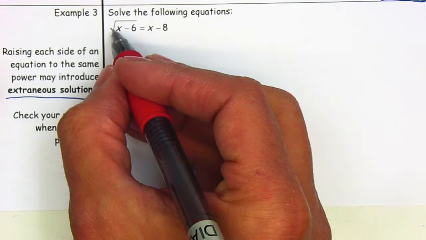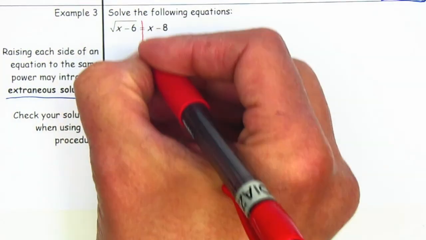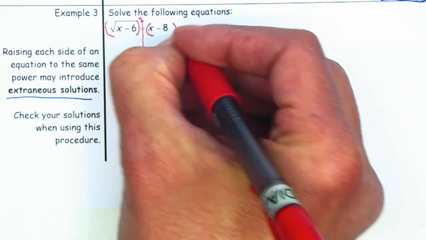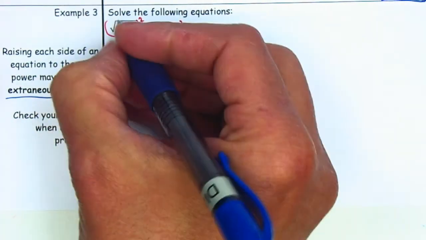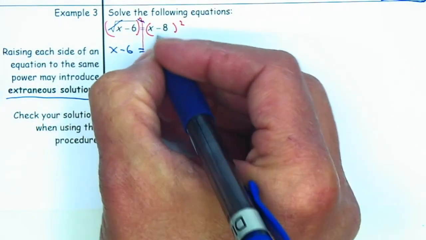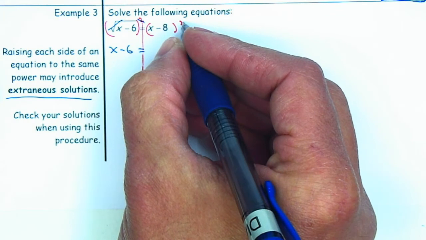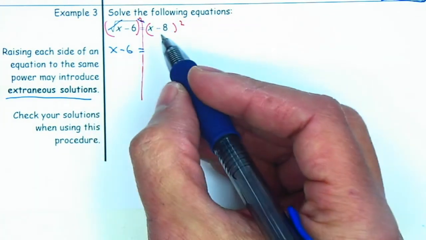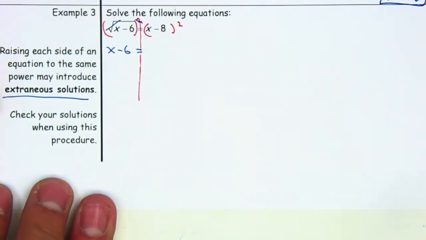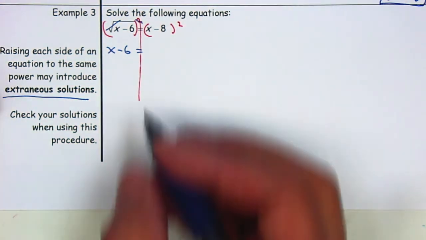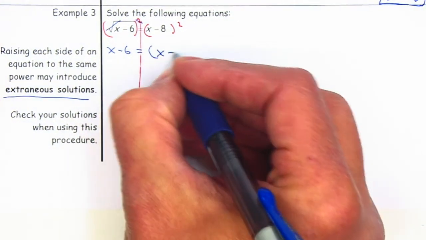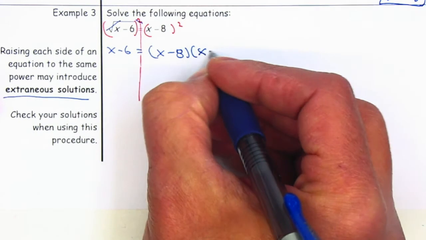I'm going to go ahead and get rid of the square root first. I'm going to take the square root on both sides. The square and the square root cancel. I have x minus 6 is equal to x minus 8 squared. Some of you guys are going to want to simplify this as x squared minus 64, which is not correct. This should be written twice, just like we covered before. x minus 8, x minus 8.